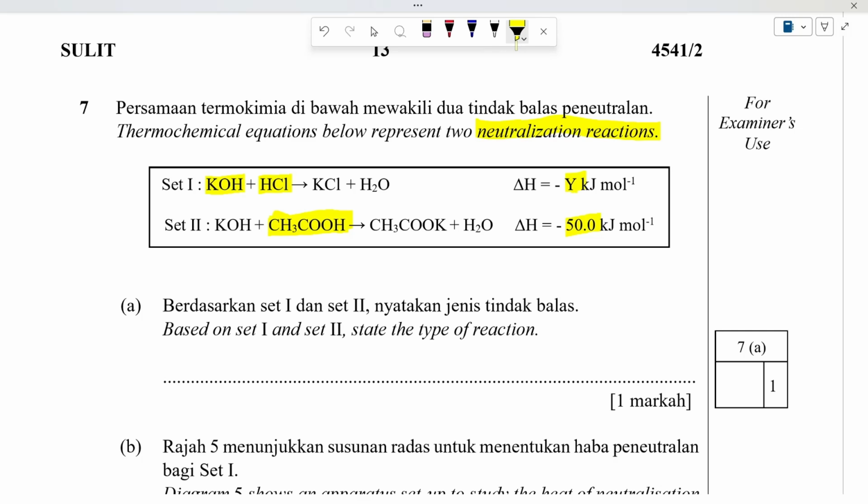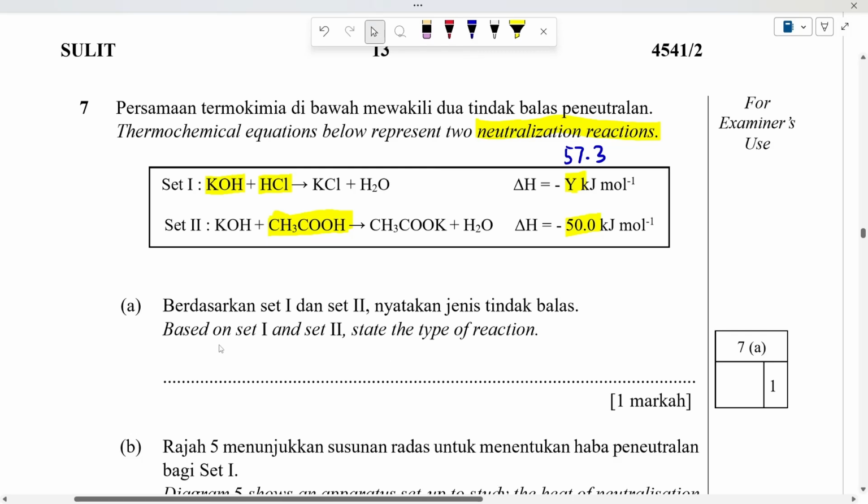Should be higher than 50, right? Do you know what is the theoretical heat of neutralization? Already memorized? Belum. Okay, so it's actually 57.3, yeah? 57.3, for strong acid, strong alkali.